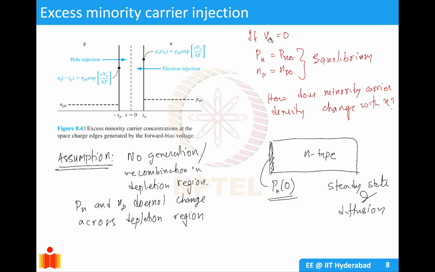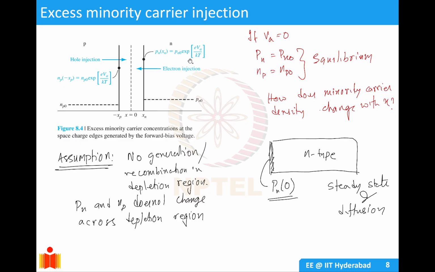So what if VA is 0? Then pn equals pn naught and np equals np naught, which means there are no excess minority carriers, which is the equilibrium condition. Now we need to see how minority carrier density changes with x, which is the simple case of steady state diffusion, which we had studied in the last two classes.